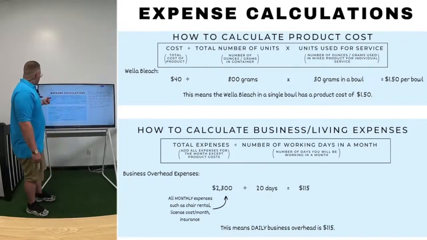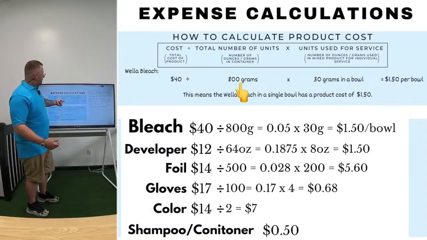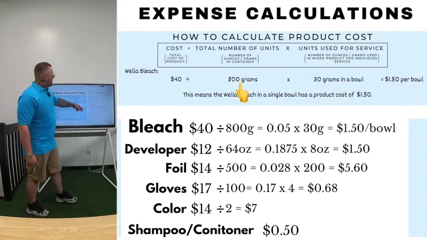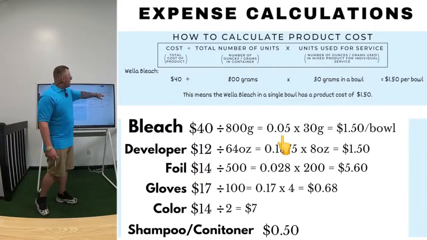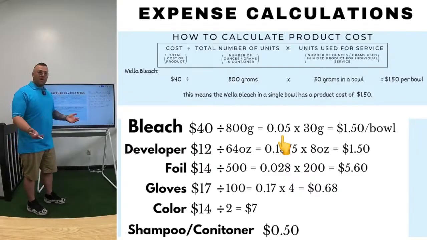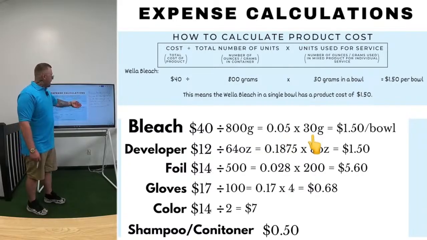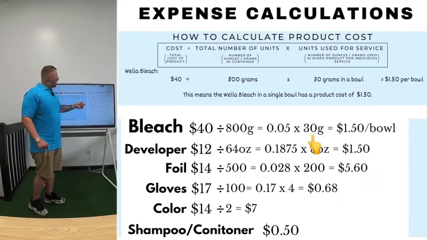So let's do the breakdown. So for example, if we're buying any lightener, a bleach at $40, and we're getting 800 grams out of that container, you divide that per metric, and that brings it to about 0.5 cents. So say if you mix up your bowls of bleach and you're using 30 grams, you're gonna use 0.05 times 30 grams, and one bowl of bleach powder costs you $1.50.